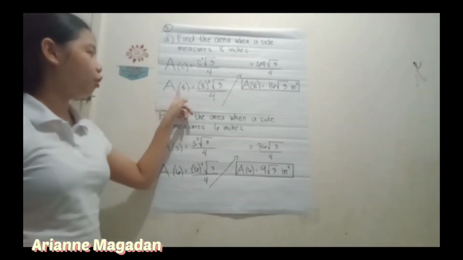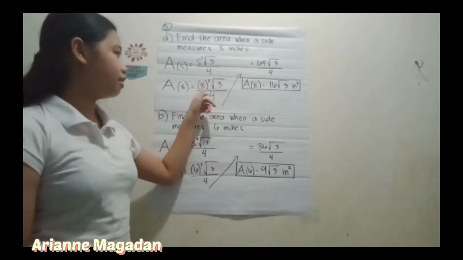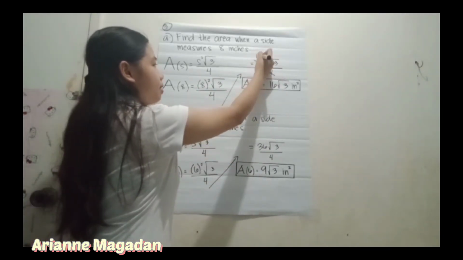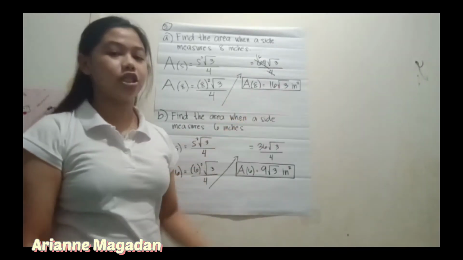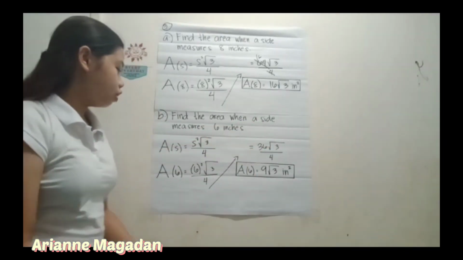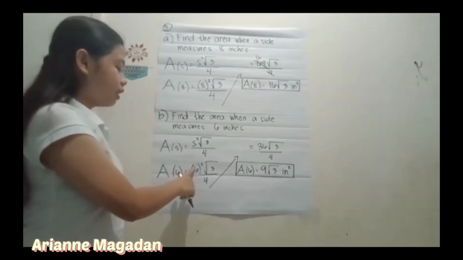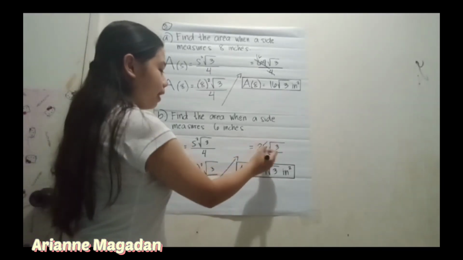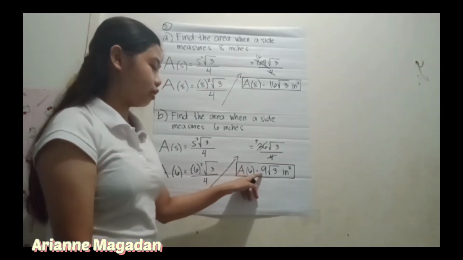So A of 8 equals 8 squared times square root of 3 over 4. Let's find the value of 8 squared, which is 8 times 8 equals 64. Then cross multiply, this becomes 16. So our answer for A is A of 8 equals 16 square root of 3 inches squared. Now let's go for letter B. Find the area when a side measures 6 inches. Copy the formula and substitute the 6. So A of 6 equals 6 squared times square root of 3 over 4. The value of 6 squared is 36. Then cross multiply, cancel 36 and 4. This becomes 9. So our answer for letter B is A of 6 equals 9 square root of 3 inches squared.